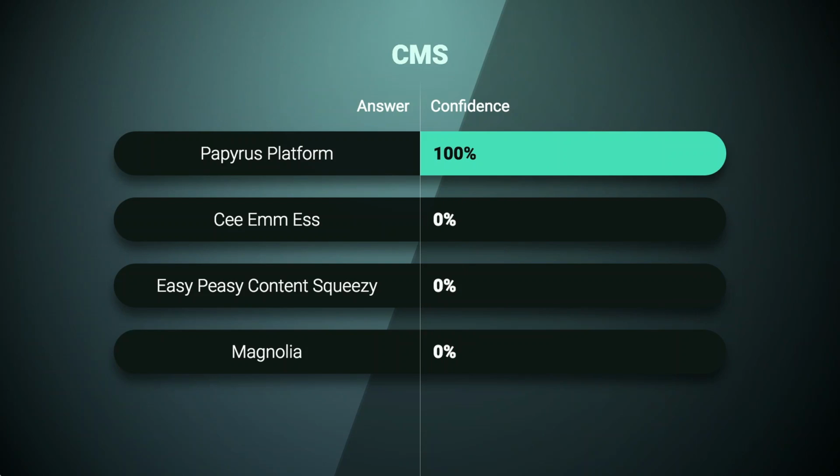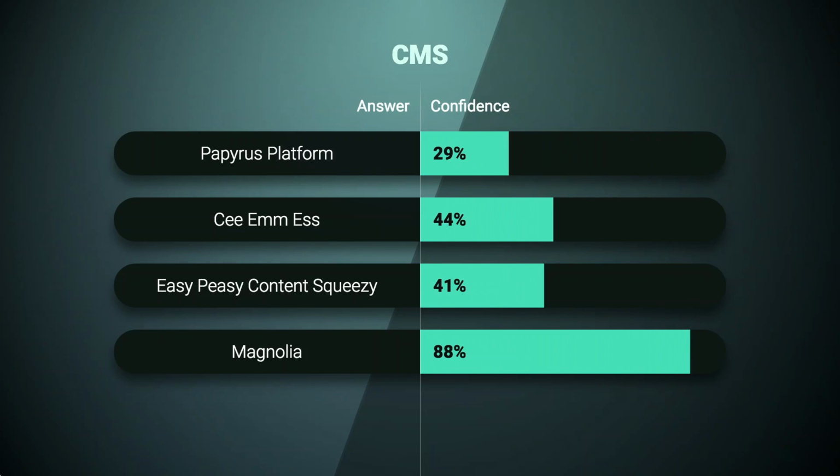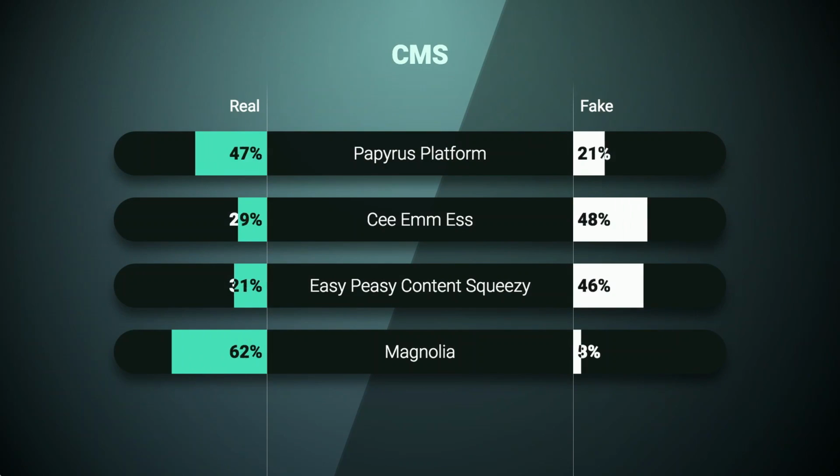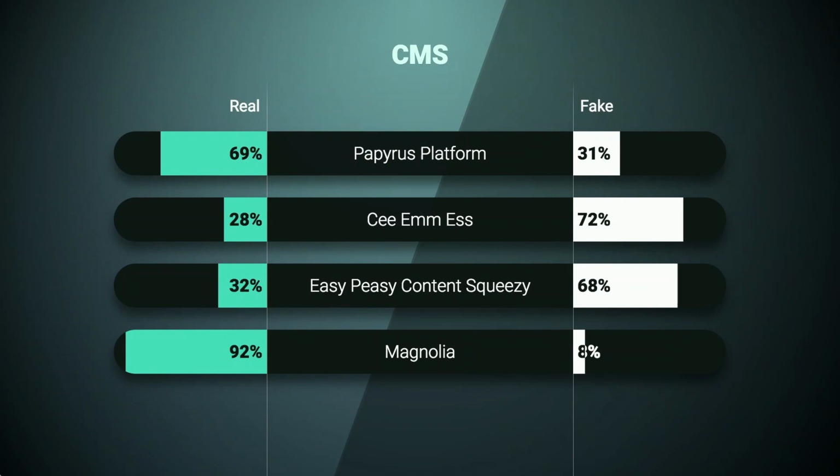I like Easy Peasy Content Squeezy. Yeah, that's probably one. Magnolia goes getting a high score. Excellent. Far Cry. Jake's CMS. Ultimate Content Managerizer. Tiddlywiki. I think that's a wrestler. Oh, and we're done. Oh, that was a very quick round. Very confident about Magnolia. All right. Let's reveal some answers. Let's have a look.